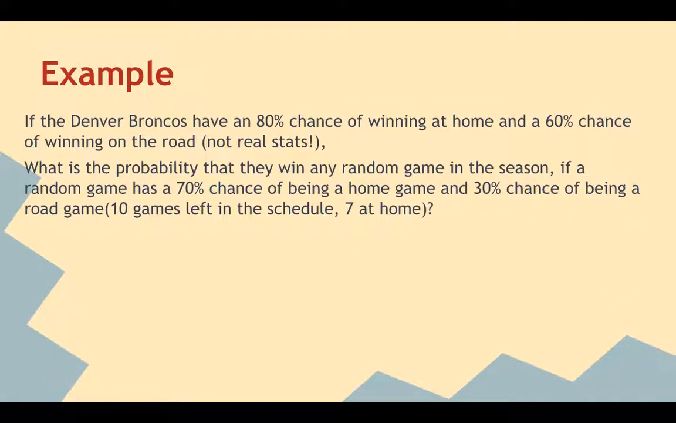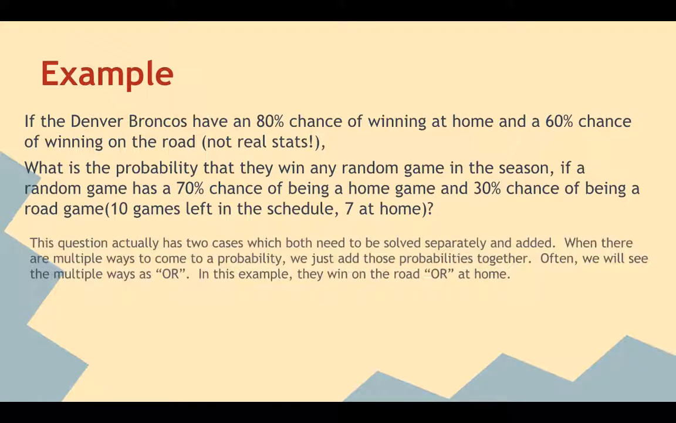Here's a new example. If the Denver Broncos have an 80% chance of winning at home, 60% chance of winning on the road. These aren't real stats, it's just hypothetical. What's the probability that they win any random game in the season? And we're going to say that they have 10 games left in the schedule, and it's a 70% chance of being a home game. So the question actually has two cases, so you can either win at home or win on the road, and we're going to use the word or. And or just means that we're going to have to add them up after.